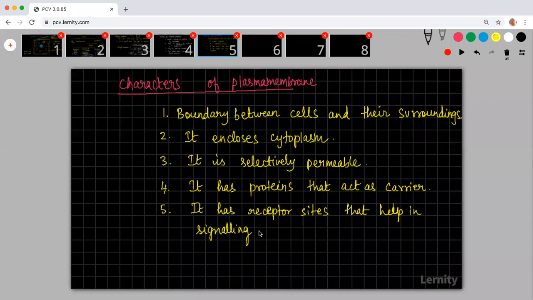Okay, so I will explain what this word carrier is. We are going to study how this acts as a carrier. And then it has receptor sites. It will have some receiving ends that will help in signaling. Okay, just note this down, I will explain, and you will understand it in a while.